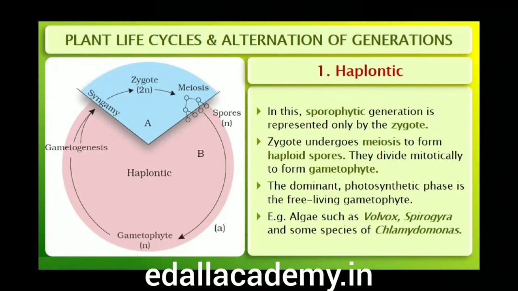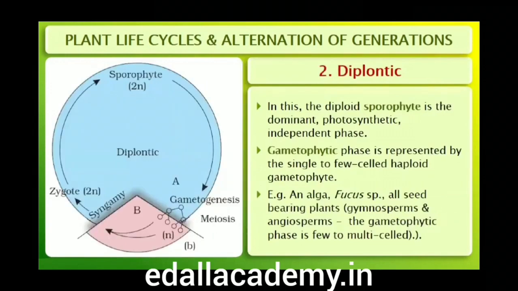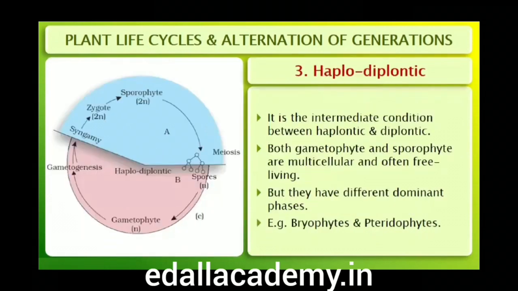2. On the other extreme, is the type wherein the diploid sporophyte is the dominant, photosynthetic, independent phase of the plant. The gametophytic phase is represented by the single to few-celled haploid gametophyte. This kind of life cycle is termed as diplontic. An alga, Fucus sp., represents this pattern. In addition, all seed-bearing plants, that is, gymnosperms and angiosperms, follow this pattern with some variations, wherein the gametophytic phase is few to multicelled.